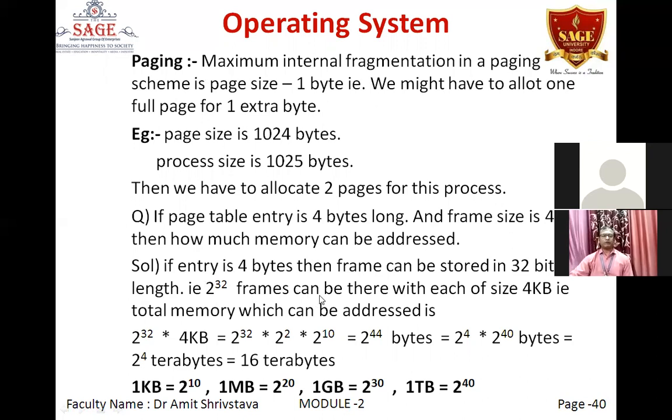That is, 2 to the power 32 frames can be there, each of size 4 KB. That is, the total memory which can be addressed is 2 to the power 32 into 4 KB. We can write 4 KB as 2 to the power 2 into 2 to the power 10. That makes 2 to the power 44, and we can write it as 2 to the power 4 into 2 to the power 40 bytes. That is nothing but 2 to the power 4 terabytes. So 16 terabytes of memory can be addressed in this scenario. One thing you have to remember is that 1 KB is 2 to the power 10, 1 MB is 2 to the power 20, 1 GB is 2 to the power 30, and 1 TB is 2 to the power 40.